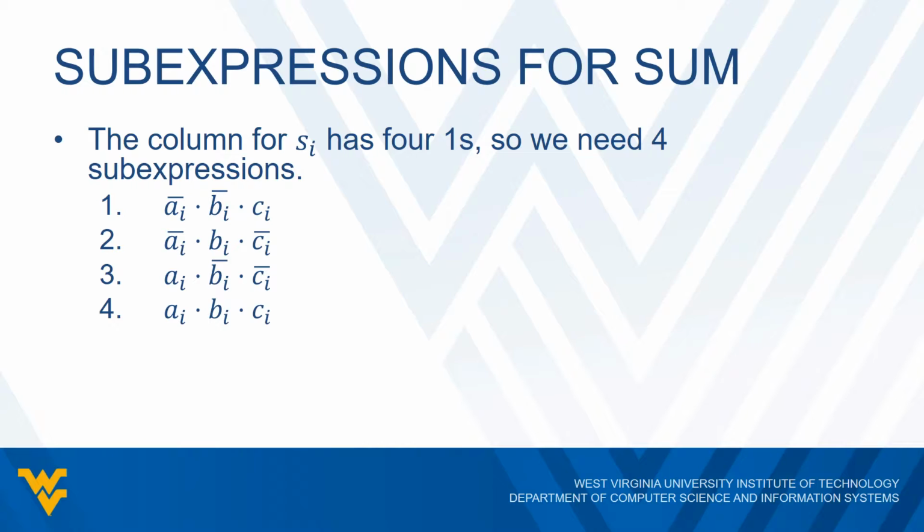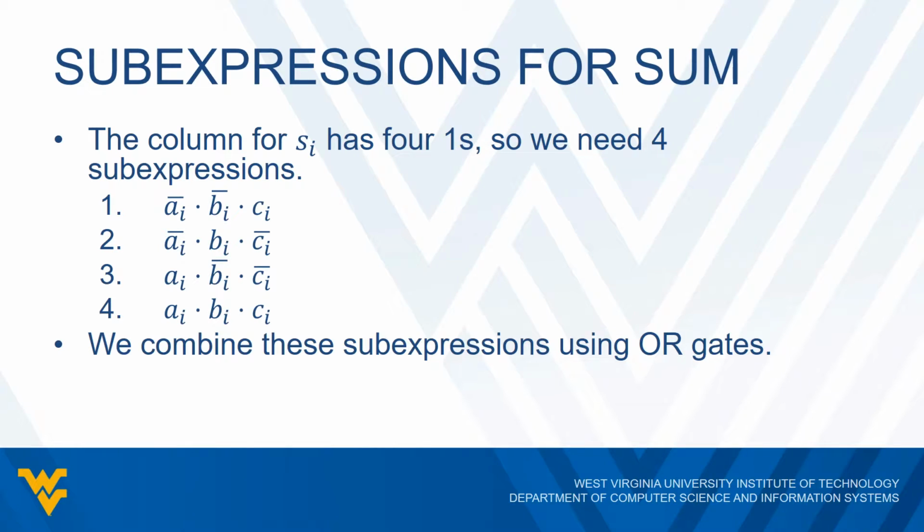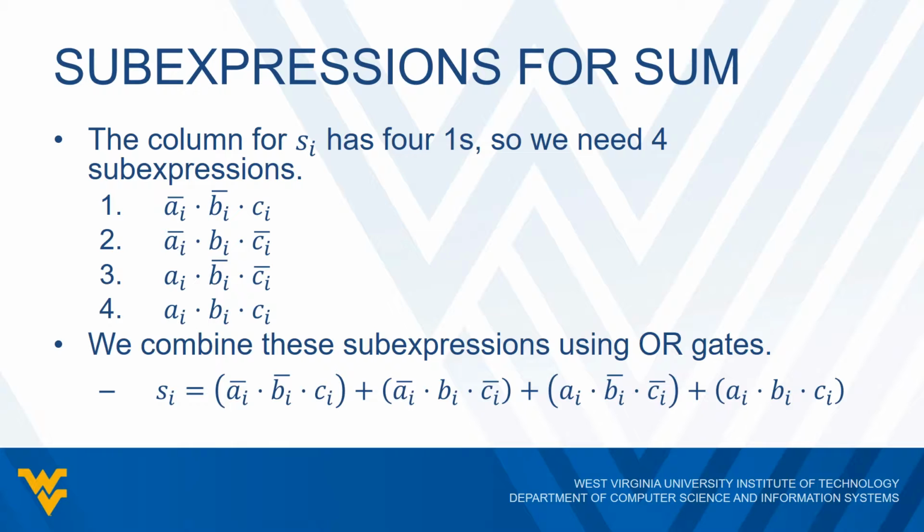These would be the 4 sub-expressions that we get by turning all the zeros into ones using the not operator. We would combine these sub-expressions using the OR gates. So this would be the whole expression. SI is going to be all 4 of those sub-expressions, technically, combined using the OR operator.